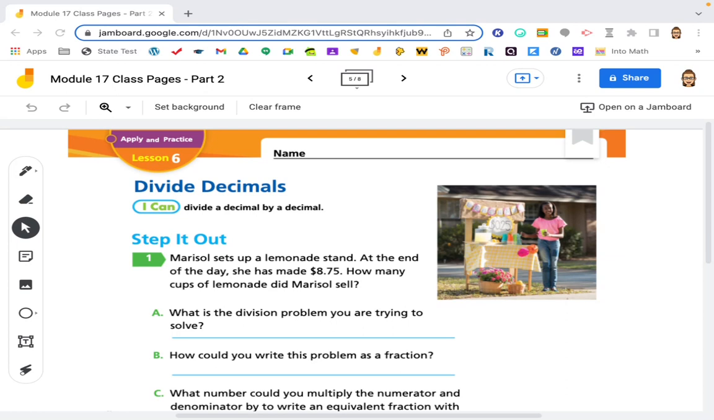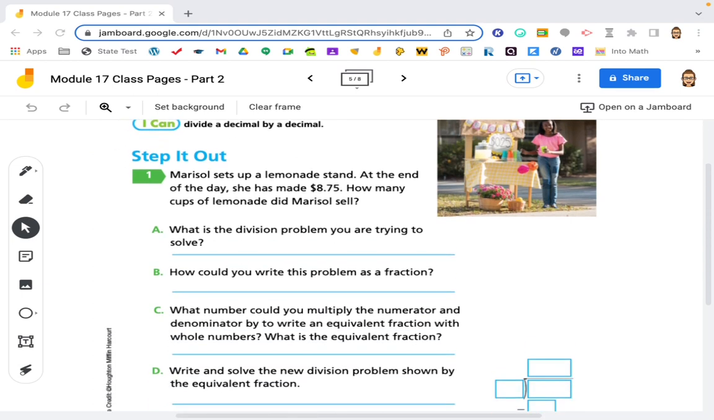So step it out. It says, Marcel sets up a lemonade stand. At the end of the day, she has made $8.75. But how many cups of lemonade did Marcel sell? So what is the division problem you're trying to solve?